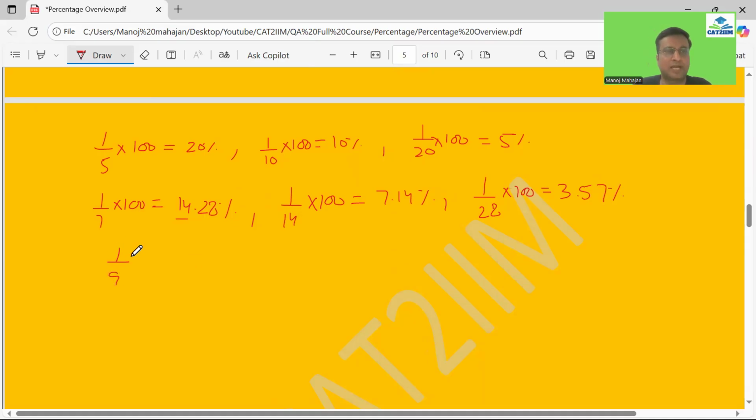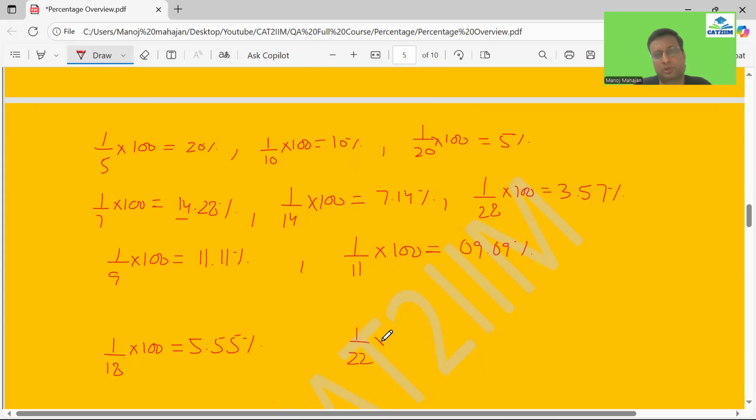Now 1 upon 9 is damn important. You find it at a lot of places. So there's nothing but made up of 11, 11.11%. And the same thing with 1 upon 11, there's nothing but made up with 0.09%. So you may find 1 upon 18 easy with this number 1 upon 9, just dividing by 2. Again, not that important a fraction out here. So 5.55 I can write, and 1 upon 22 will also be pretty easy. 4, 5, 4, 5, and so on.